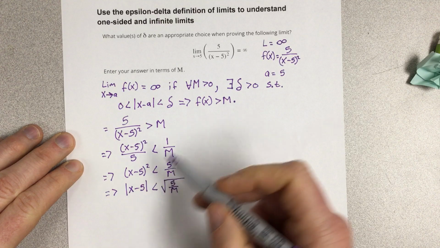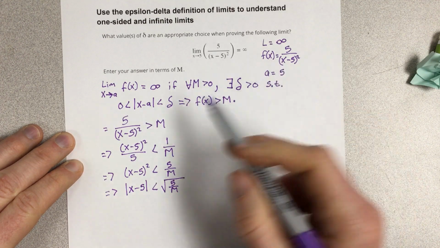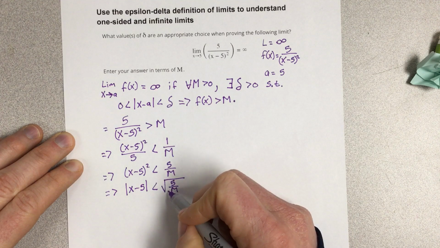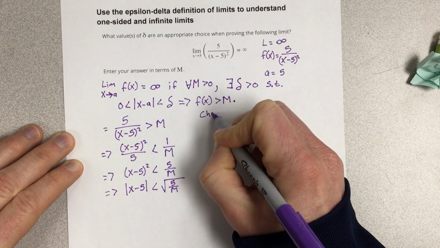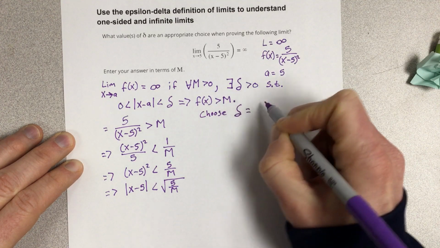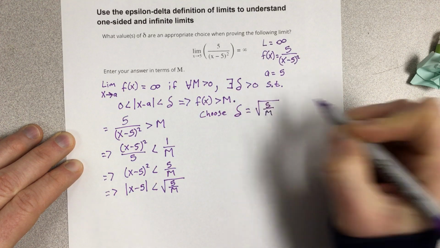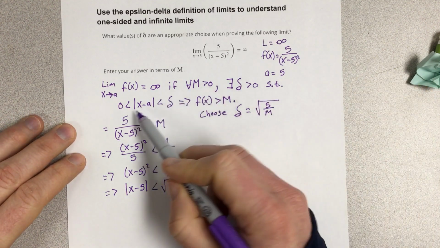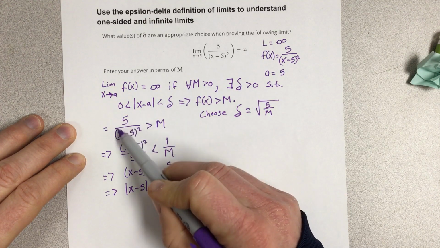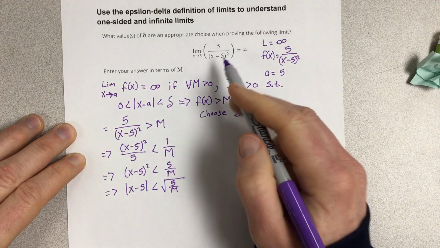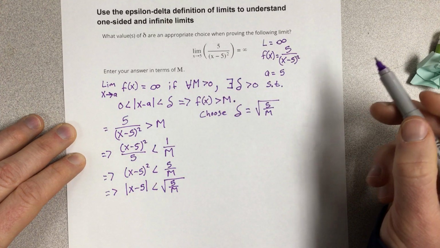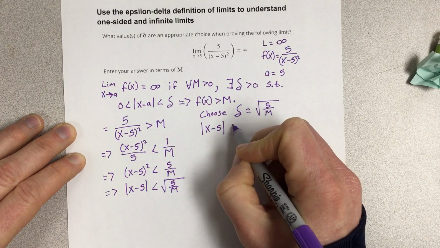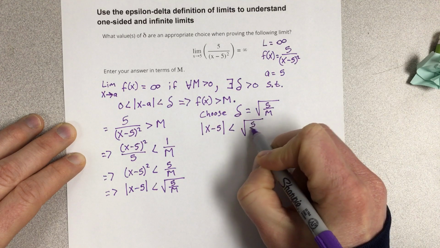And so we're at this spot where we have x minus a, which a was 5, and we know x minus a is less than delta, so we can say x minus 5 is less than delta. So we're going to now choose delta to be equal to root 5 over M. And because we chose delta to be equal to root 5 over M, we're now going to start with this piece, and we're going to prove that this piece is true. If we do that, then we've completed our proof that the limit as x approaches 5 for this function would equal infinity. So once we choose this, we're now going to say the absolute value of x minus 5 is less than our delta that we chose, which is root 5 over M.